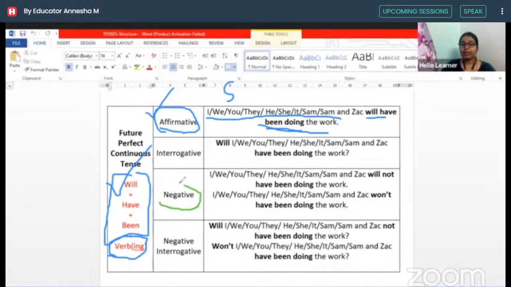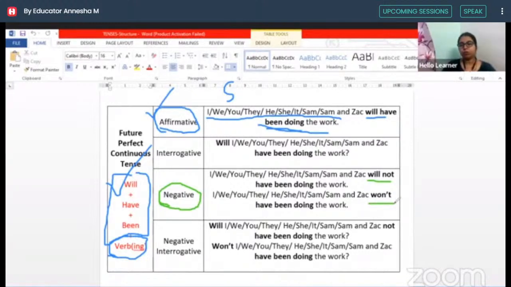Next we have the negative sentence. So negative declarative sentence कैसे बनाना है? Simple, will के बाद एक not लगा देंगे. That's it. और कुछ नहीं करना है आपको, simply will के बाद एक not लगा देना है. I will not have been doing this work. They will not have been going to the party. She will not have been attending the party. So on and so forth. Okay.